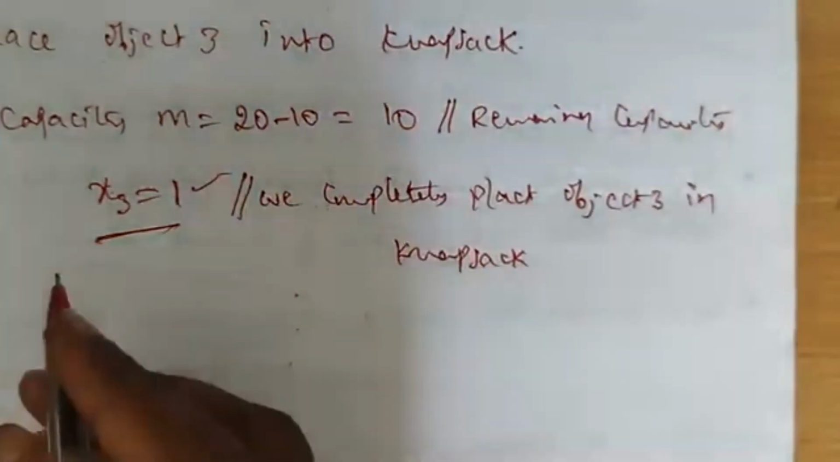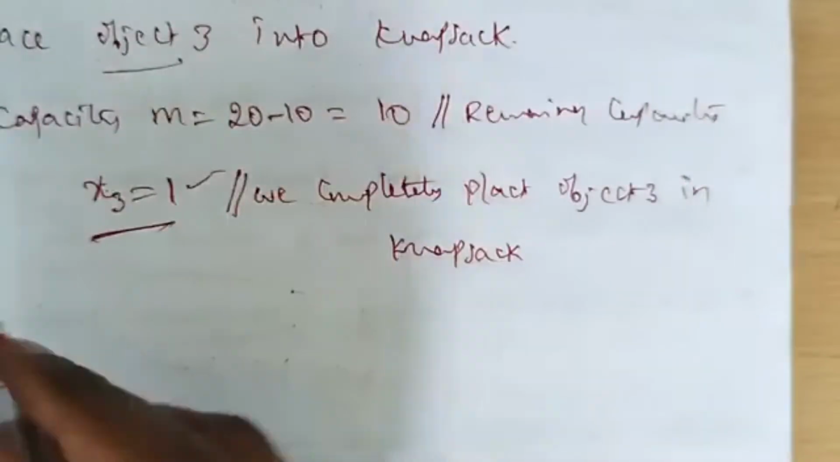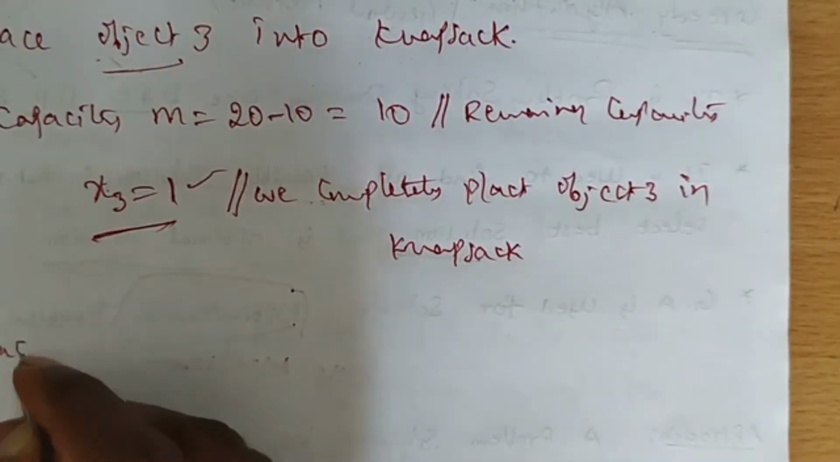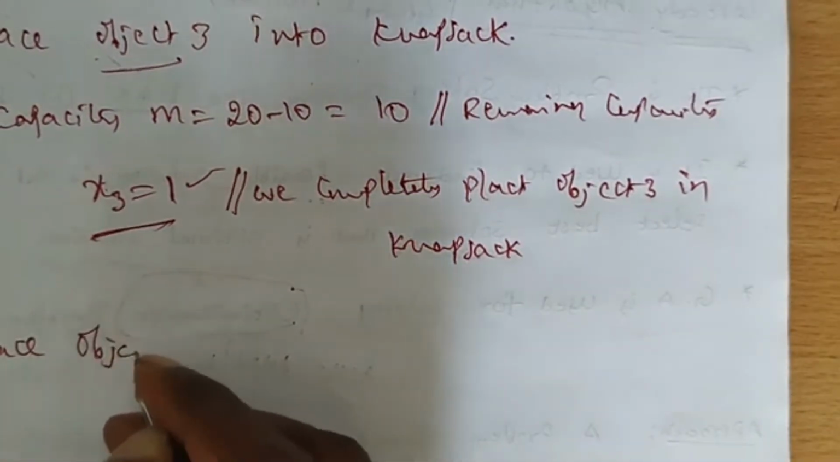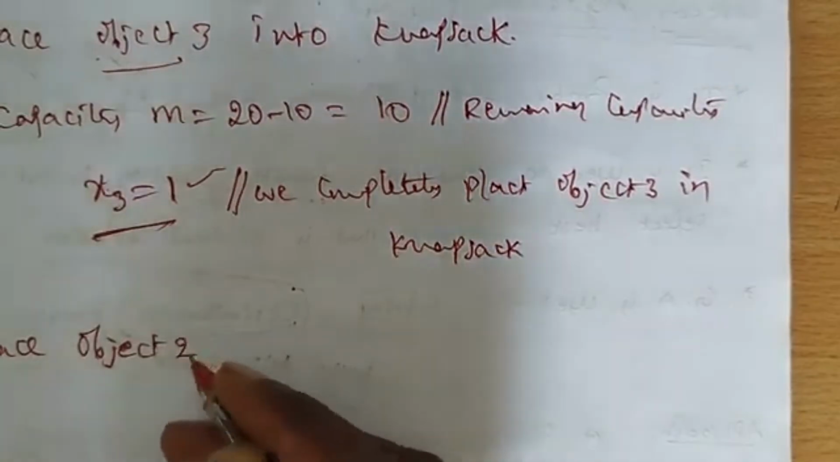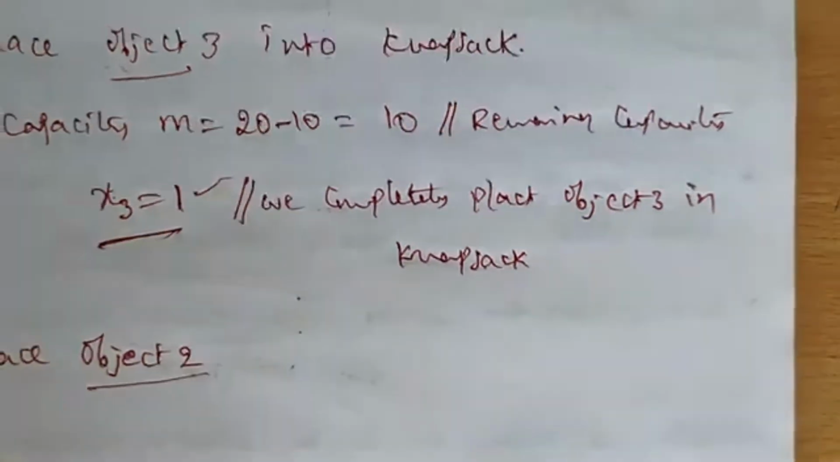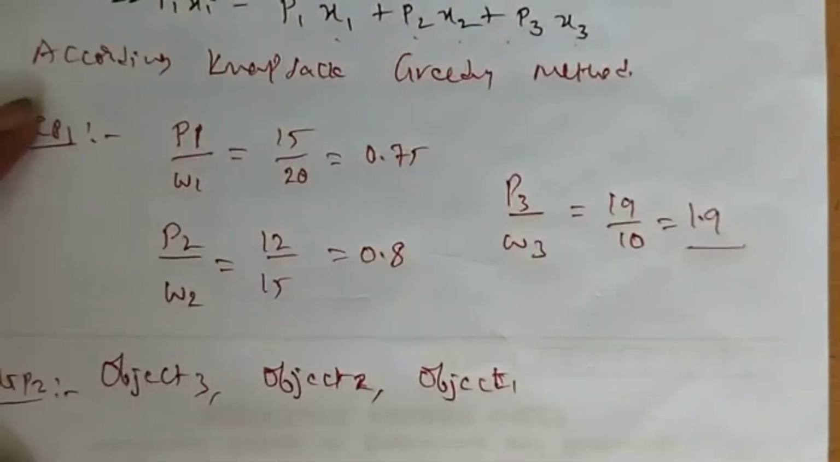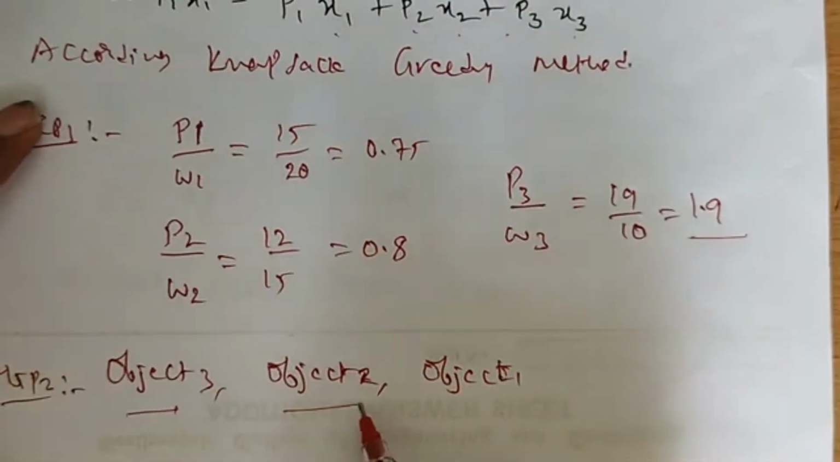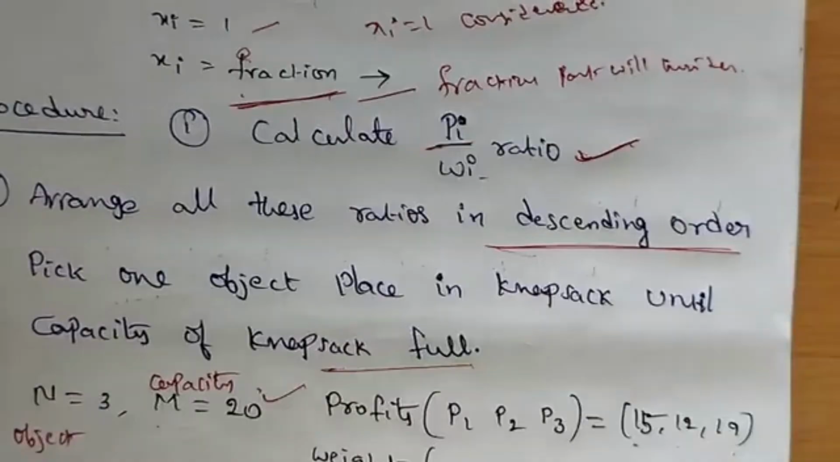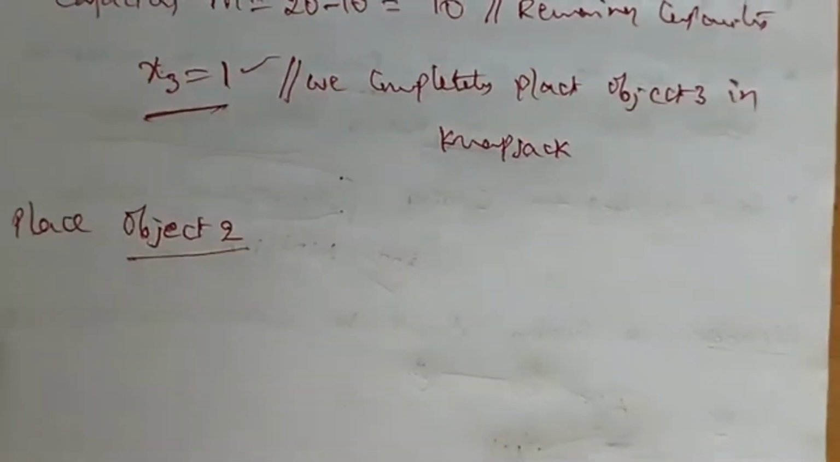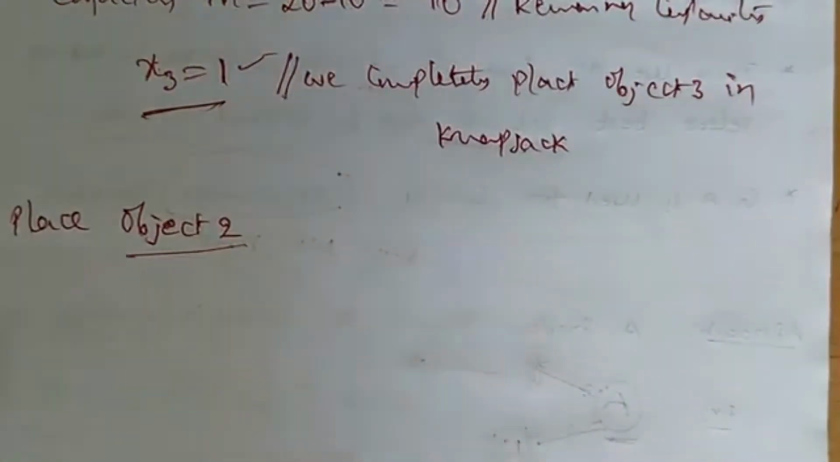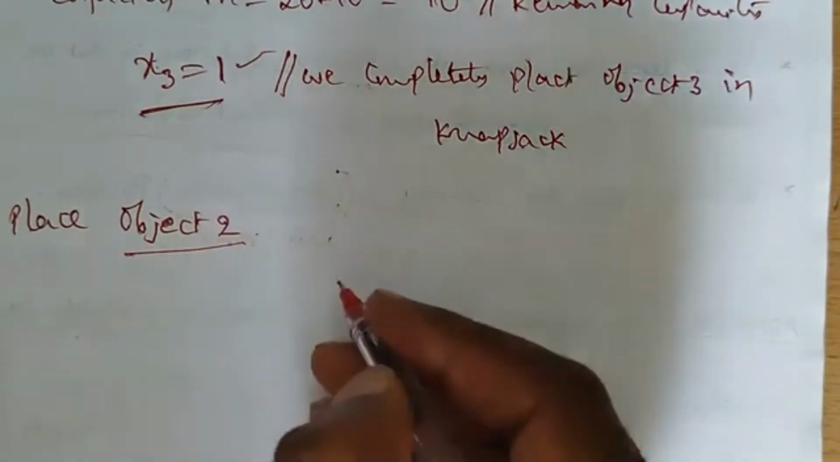Move to the second object. So object 3 is completed. Next, place object 2. Sir, why are you placing object 2? In descending order, the first object is object 3, then object 2. So we have to place object 2. Okay, what is the remaining? What is the weight?